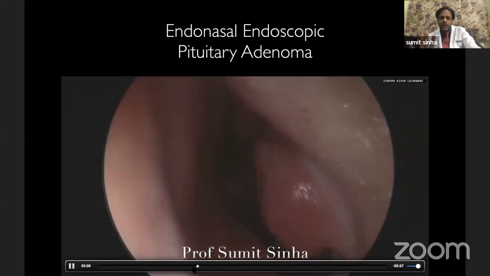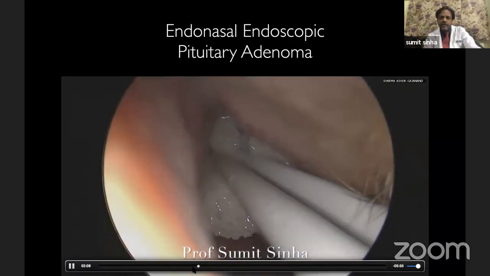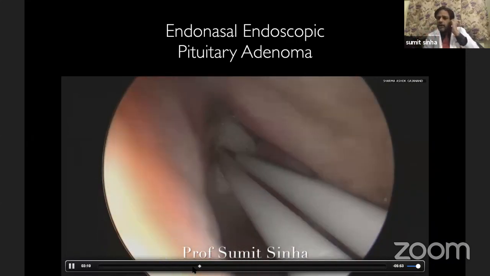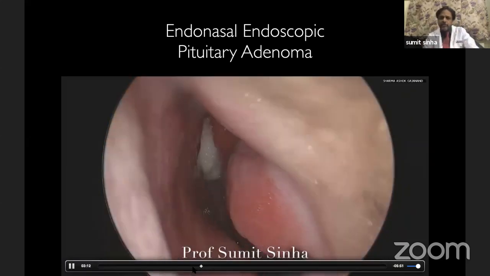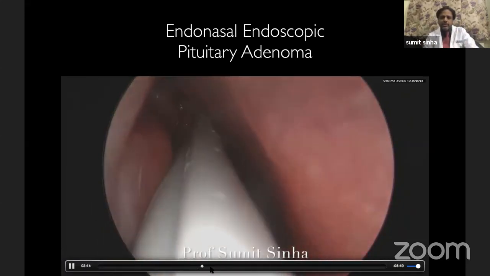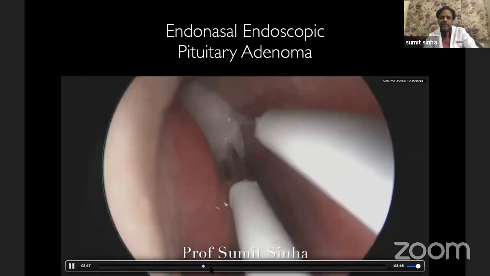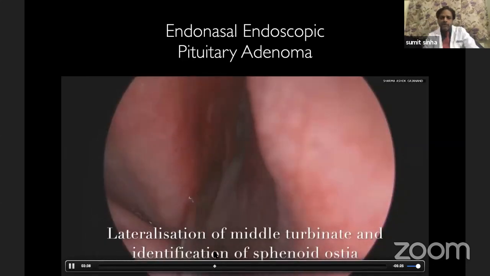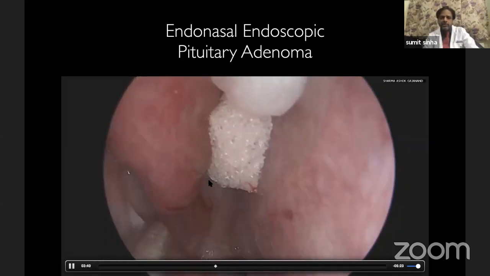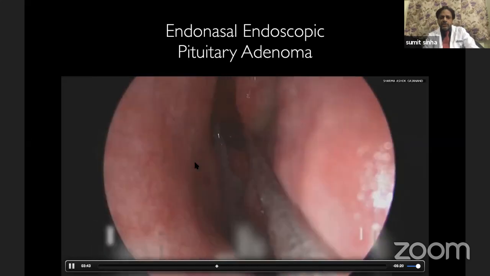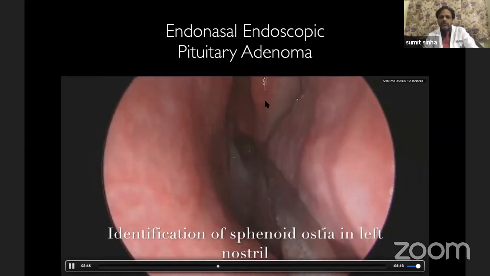Keep them there, adequately soaked in adrenaline and lidocaine, inside the nasal cavity for 10 minutes, so that it entirely becomes a bloodless field during the surgery. This is the middle turbinate, and then you see the lateralization of the middle turbinate, and this is the superior.